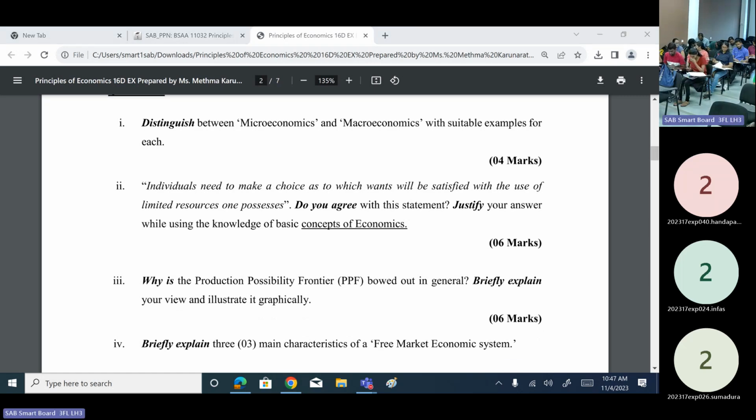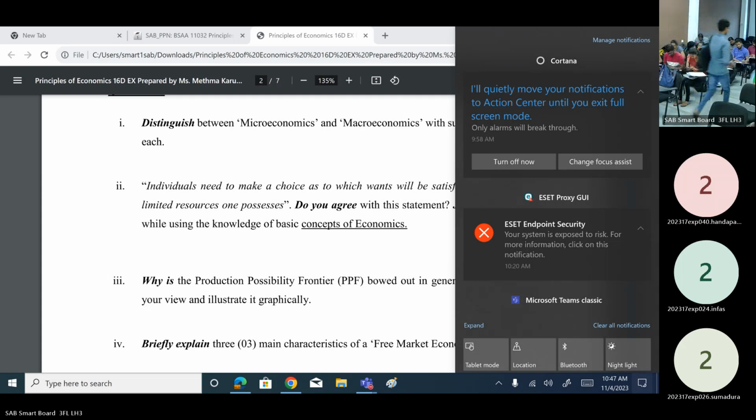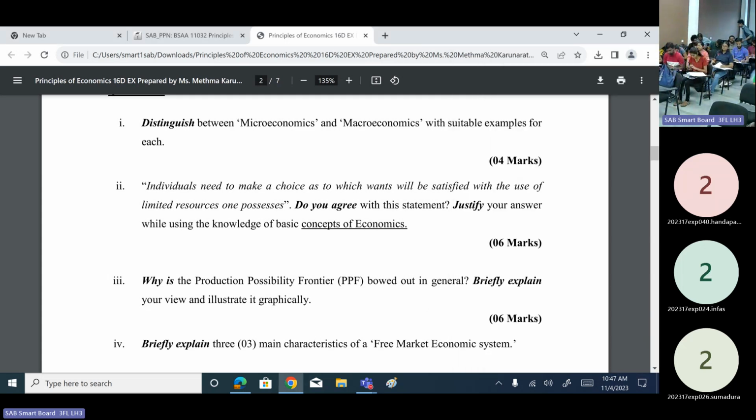Next one, now 6 marks. Individuals need to make a choice as to which wants will be satisfied with the use of the limited resources one possesses. Do you agree with this statement? Justify your answer by using the knowledge of basic concepts of economics. Now give this a try. Basic concepts of economics.